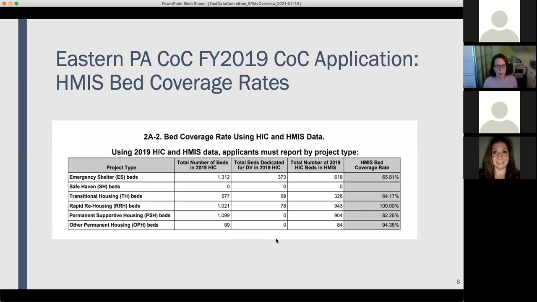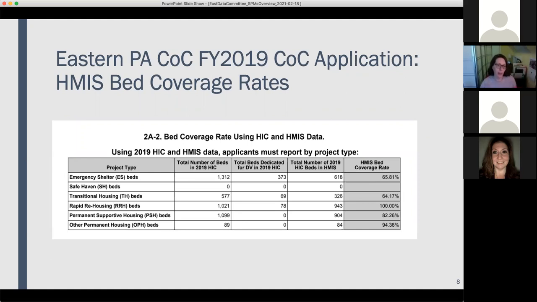I also wanted to touch briefly on this issue of HMIS bed coverage rate because I'm going to raise it throughout the presentation as a bit of a caveat in terms of our understanding of the data, the actual performance that we're seeing when we look at the aggregated system performance measures data. And I say this because, as you can see from this chart, the HMIS bed coverage rate for ES and TH project types is a bit low.